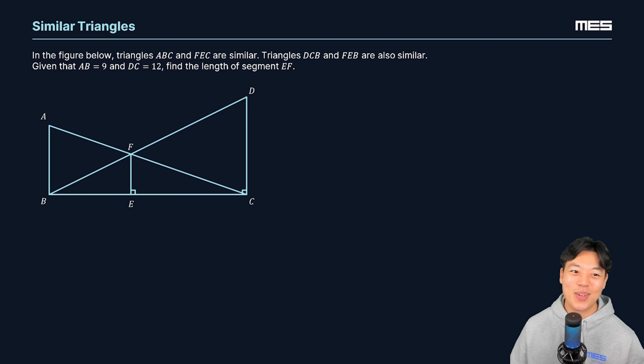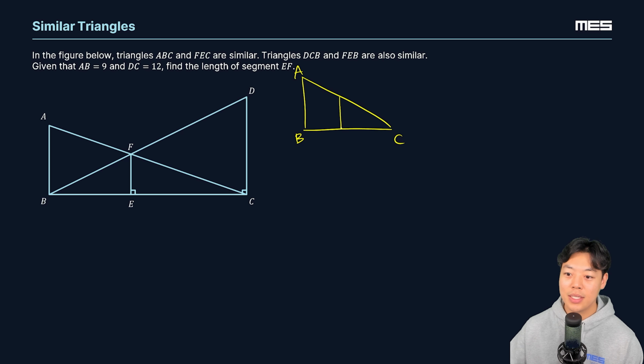All right, let's take a look at this one. In the figure below, triangles ABC and FEC are similar. So let's redraw that. ABC and FEC are similar. Great. That means AB and FE are parallel. Triangles DCB.